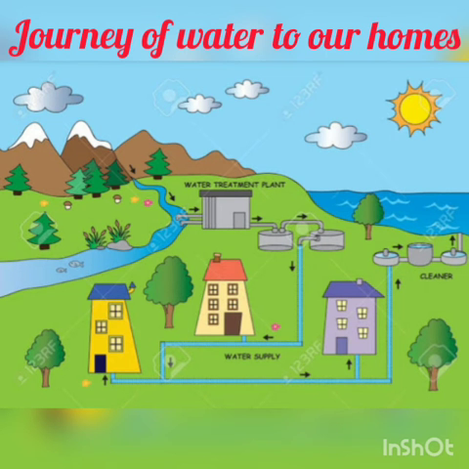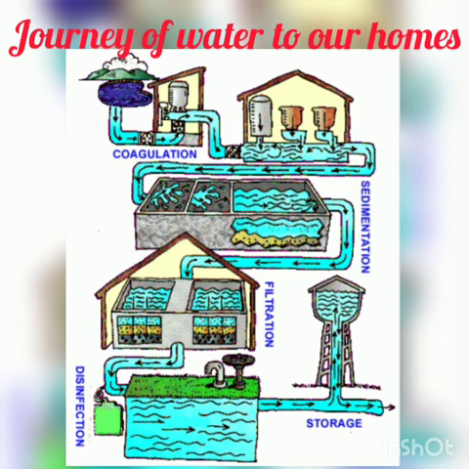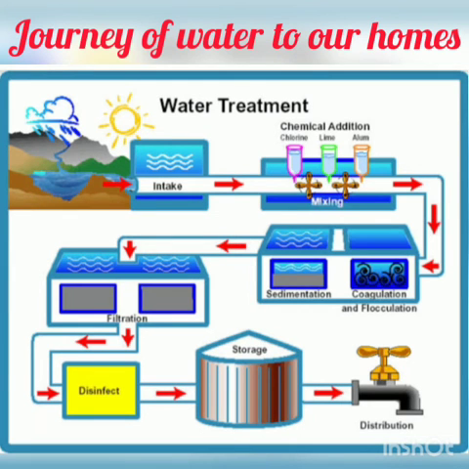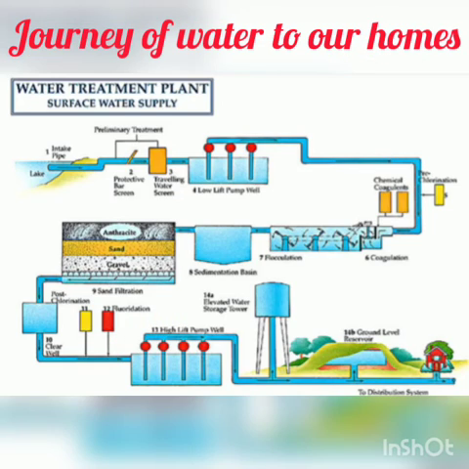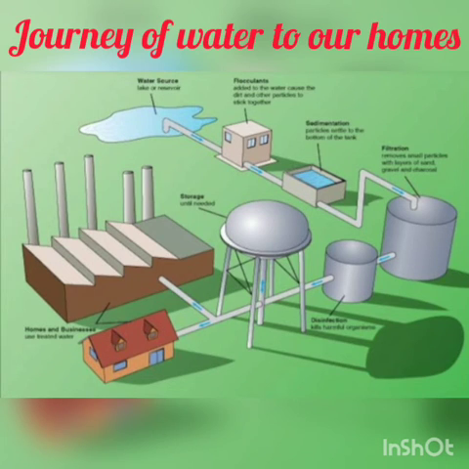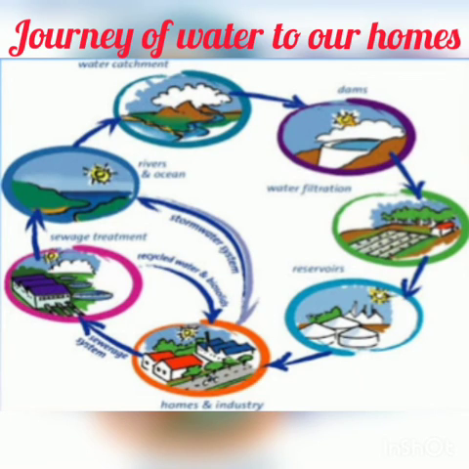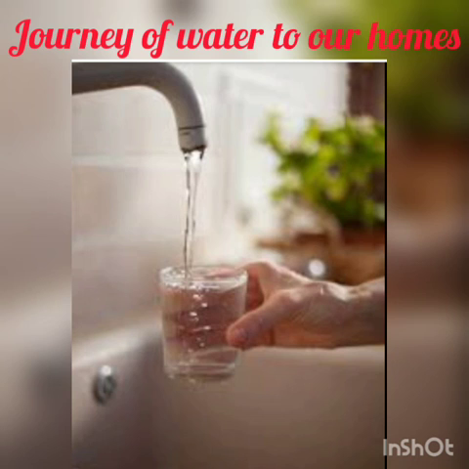Journey of water to our homes. Supplying clean water to our homes is the responsibility of a government agency. Before supplying water to our homes, the agency is supposed to clean water and make it fit for human consumption. This is done in a water treatment plant where water is passed through various stages like sedimentation, filtration, chlorination, and storage. While the clean water passes through the pipes, it may again get contaminated.